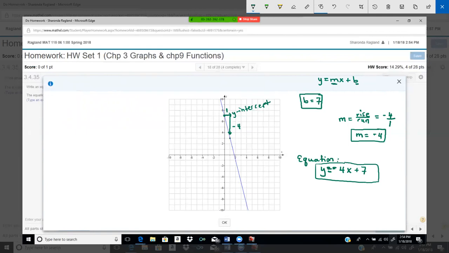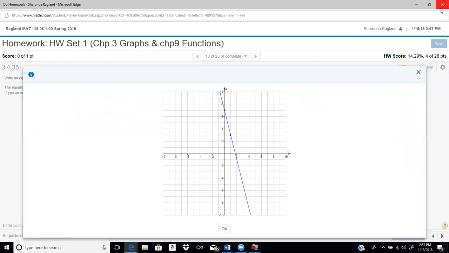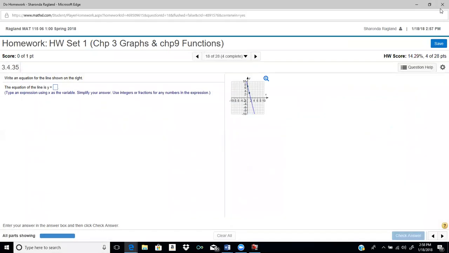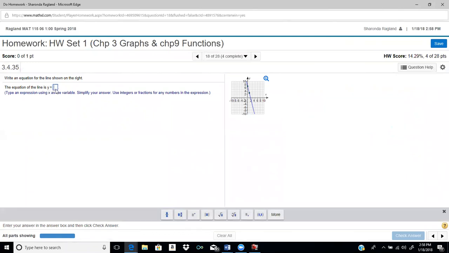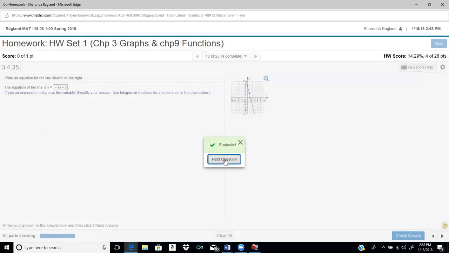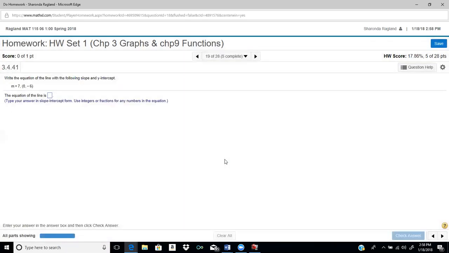Okay, so that's how we do this one. And if you go back in, they already have y equals, so you don't want to put y equals in there. So we did negative 4x plus 7, I think. Let's put it in and see. I can't remember. Very good. So we got that one right. All right, so that's finding the equation where you were given the slope and the y-intercept.